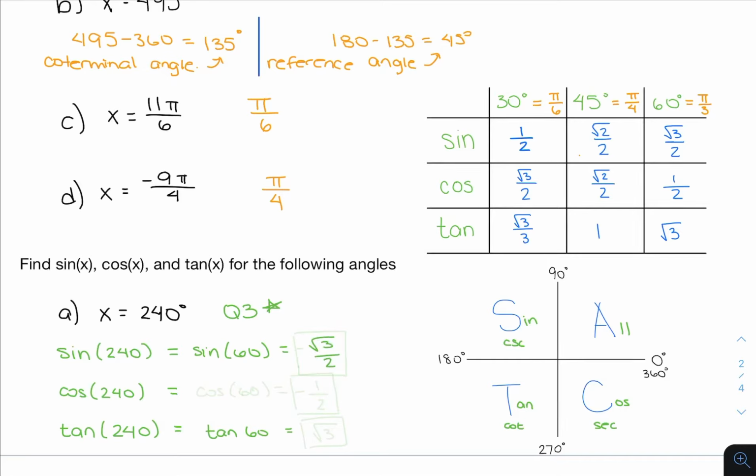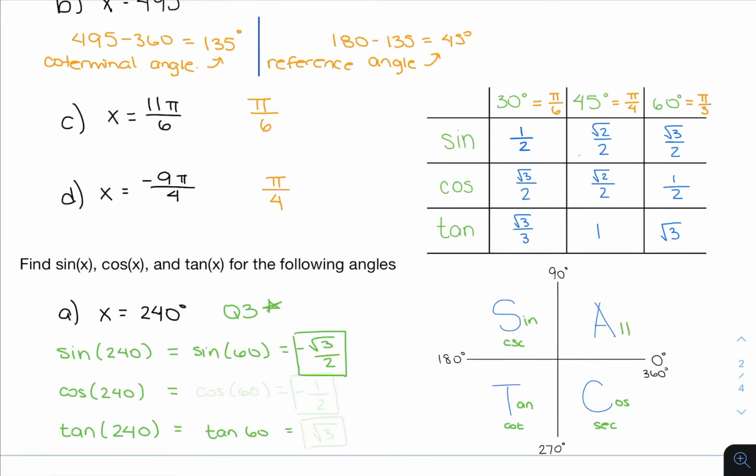But we have to consider the angle that we have. Since 240 is in the third quadrant, and in the third quadrant only tangent is positive, since we're working with sine, we know that this has got to be negative. So our answer, the sine of 240, is negative square root of 3 over 2.